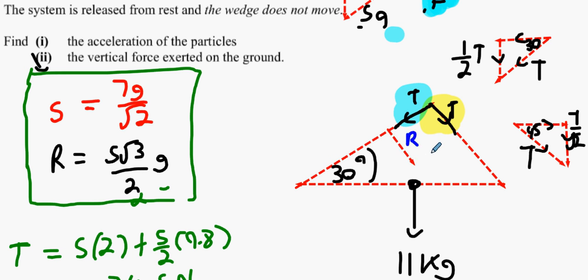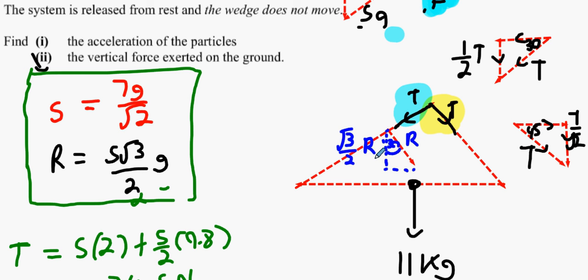Everybody happy that's R? Now what are the two angles in question? What do we reckon? That's 60, isn't it? And that would be 30. So what do we have for R? I just want the downward one. I'm not even bothered with the upward one. What's the downward one? R cos 30, which is root 3 over 2 R. Right, this is awful.